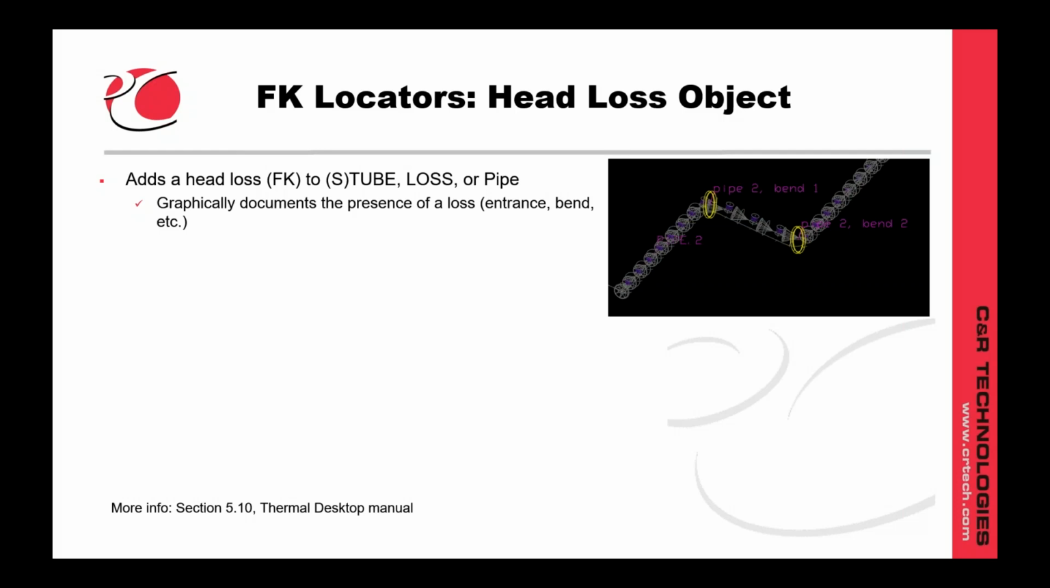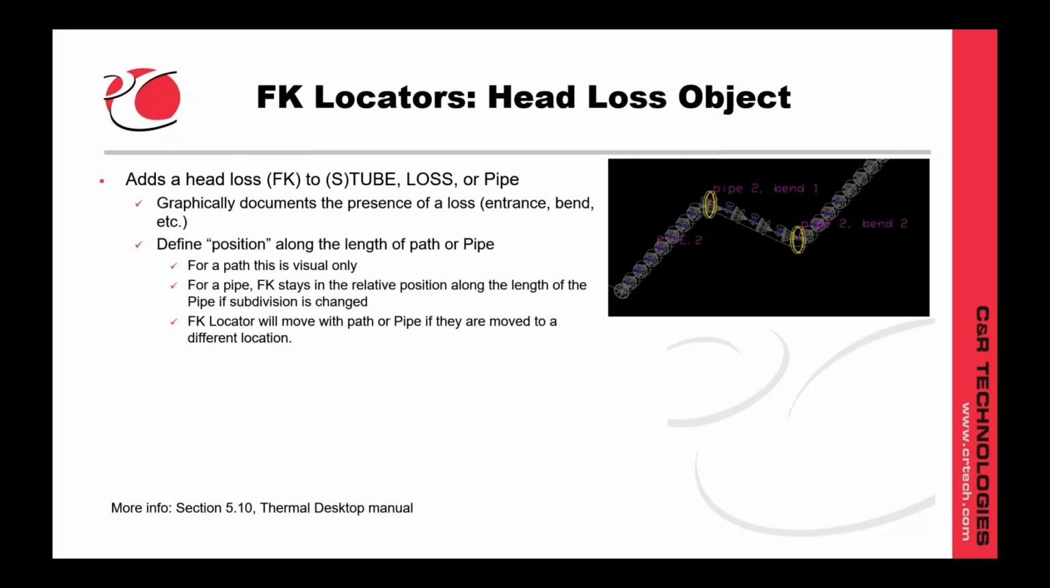Additionally, since there was no graphical representation of the loss itself, the user was unaware that the loss moved to a new location. So by introducing the FK locator, losses now have a graphical representation on the screen, displayed as a yellow ring. In the example here, two losses representing bends on a pipe are shown. These markers are drawn based on the center line of a pipe or based on the path diameter.